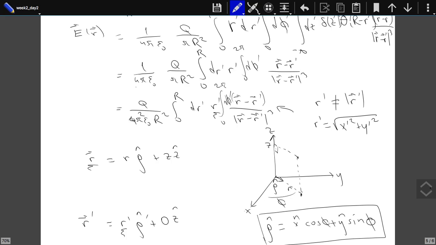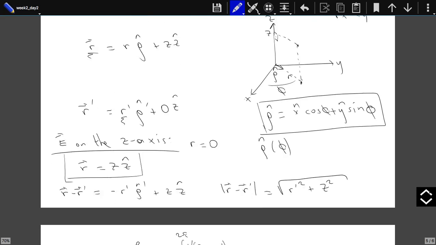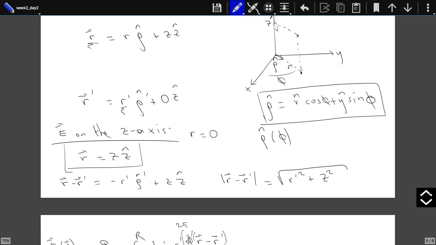Now I can evaluate their difference, and in general the distance between them will be a complicated function of phi, z, and r prime. So I just simplified my problem a bit. I'm now evaluating the electric field on the z-axis, not at an arbitrary point, but at a point on the z-axis.